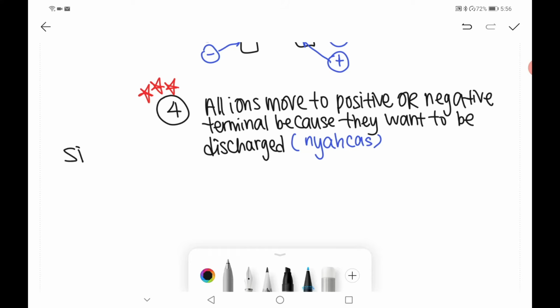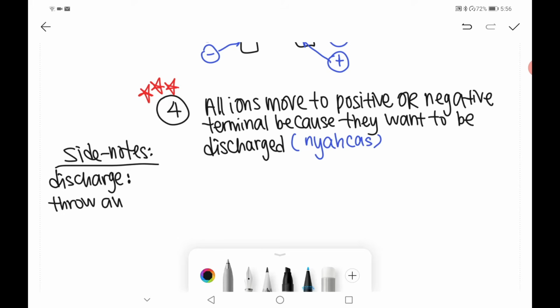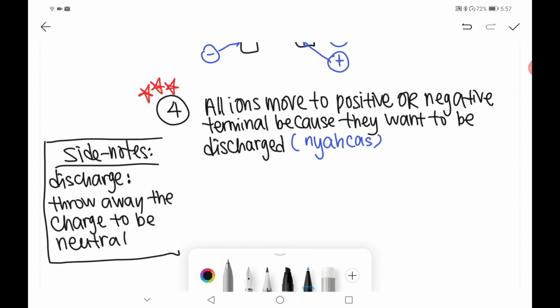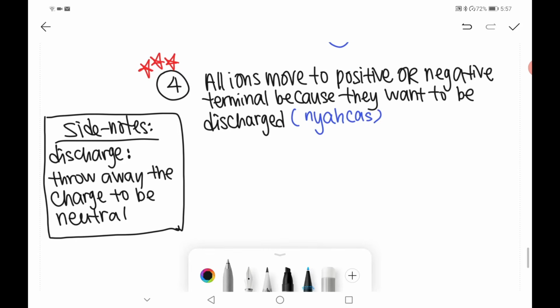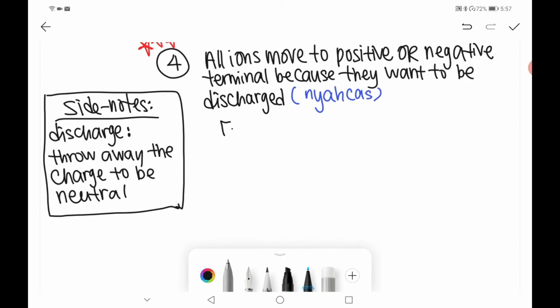Let me write a side note. What do we mean by discharge? The word discharge means that they want to throw away the charge. All the ions want to throw the charge away and be neutral. This is what we call discharge. So remember, all the ions go to the anode and cathode, the positive and negative terminals, because they want to be discharged.